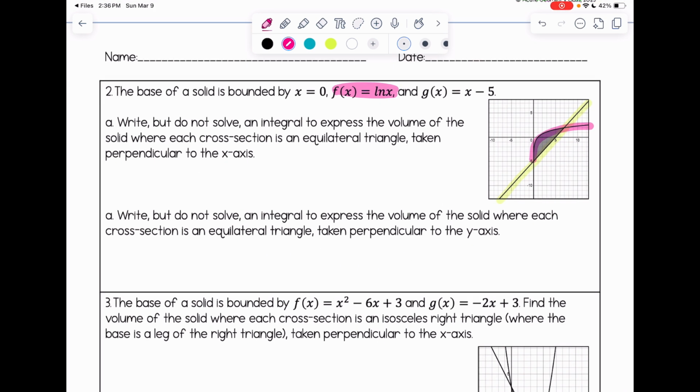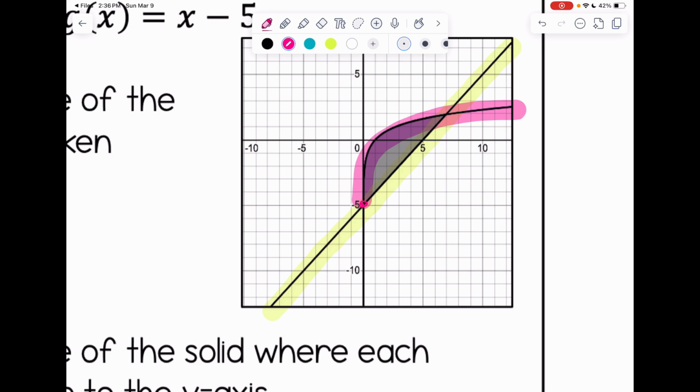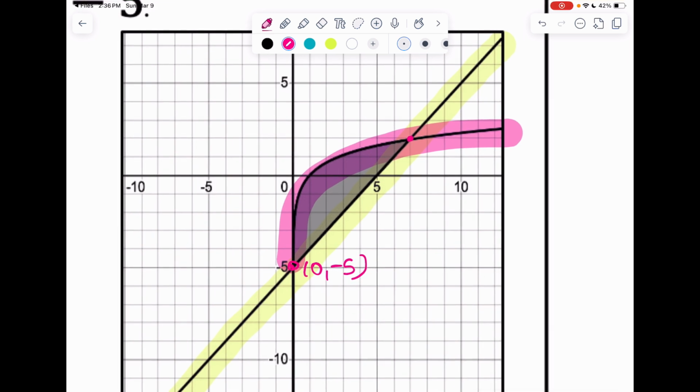So A says write, but don't solve, an integral that expresses the volume of the solid, where each cross-section is an equilateral triangle taken perpendicular to the x-axis. So what I'm going to need here is to know what these bounds are. So I can see that this is 0 and -5. This one, though, is likely to give me a decimal because we're looking where ln of x is intersecting the line. So what I did off to the side before the video is I found these points of intersection using my calculator, typing ln of x into y1, x minus 5 into y2. Okay, and then again, finding the intersection.